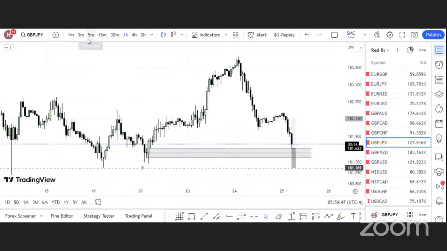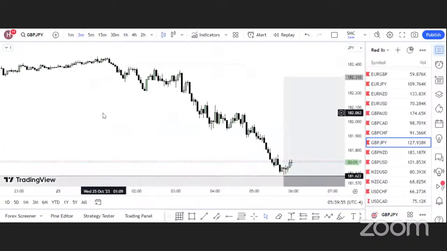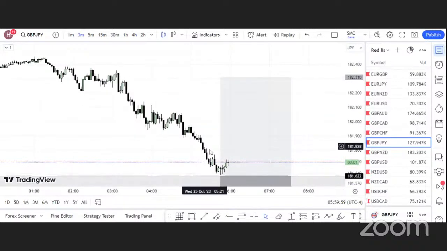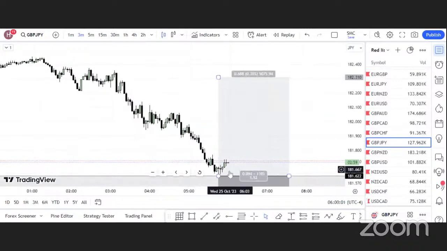So here is what you're going to do. When this market comes to this area, just go to the lower time frame. Okay, go to the lower time frame and look for a change of character. You want to see this high taken out. All right, maybe this high, or maybe if the market goes below here, probably this high.